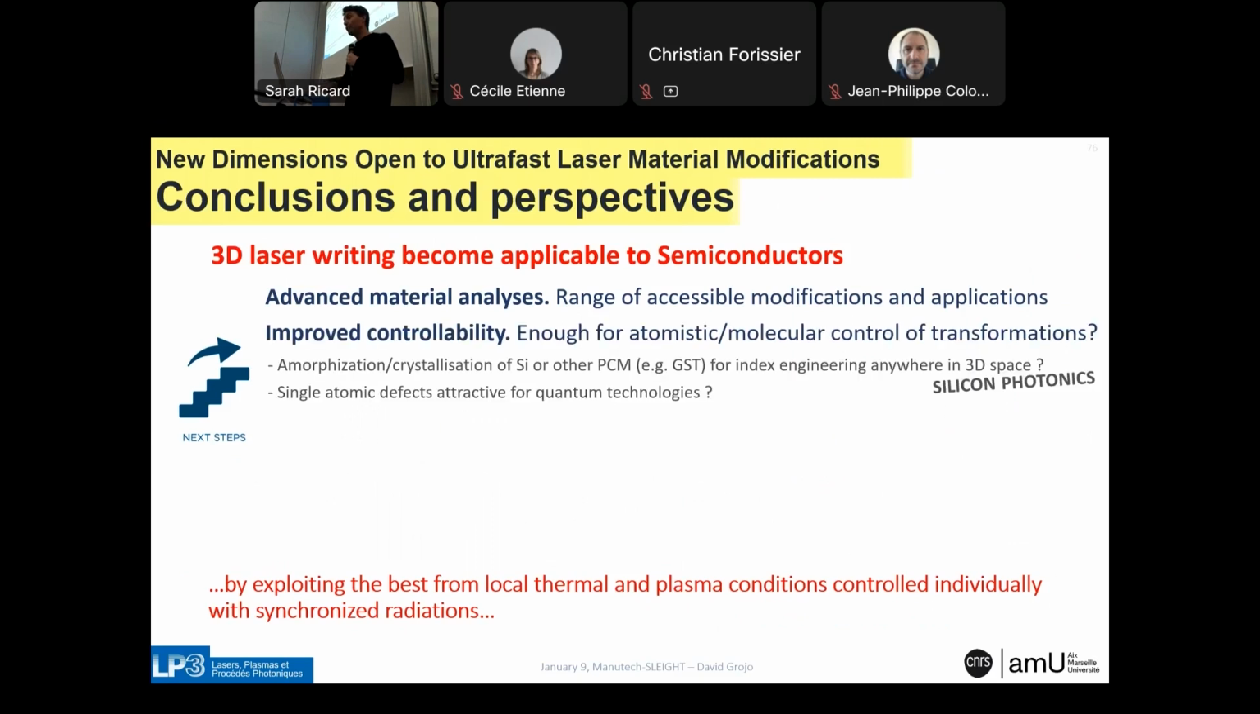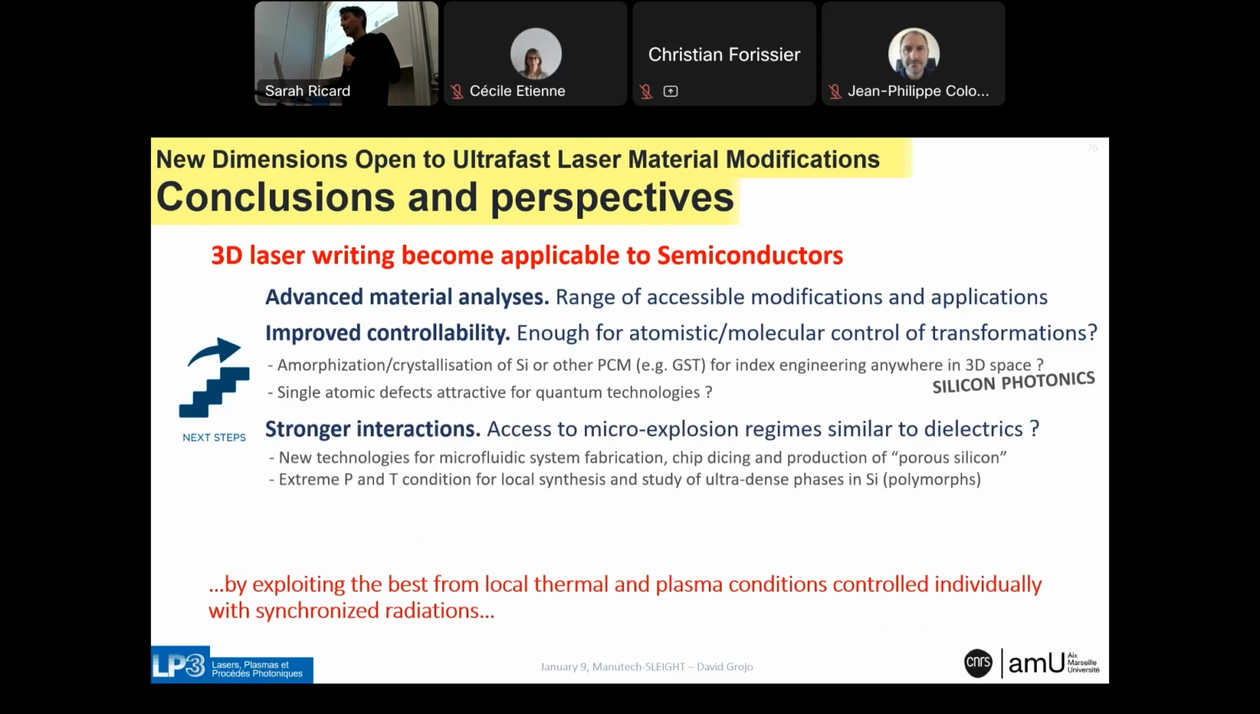We should look for improved controllability, of course, depending on the application. Not sure how far we will go in terms of control. Is it realistic to think that a laser will at some point have atomistic control in the bulk? It's an open question, but one that people explore, eventually for quantum technologies. And one comment I'd like to make: at least for semiconductors, everything I have shown is just above the modification threshold.